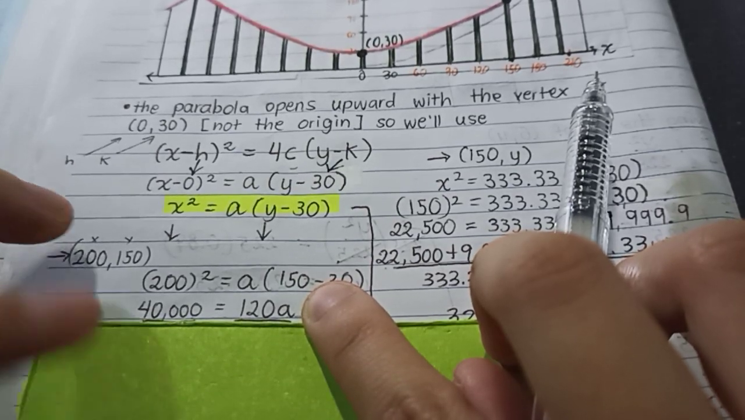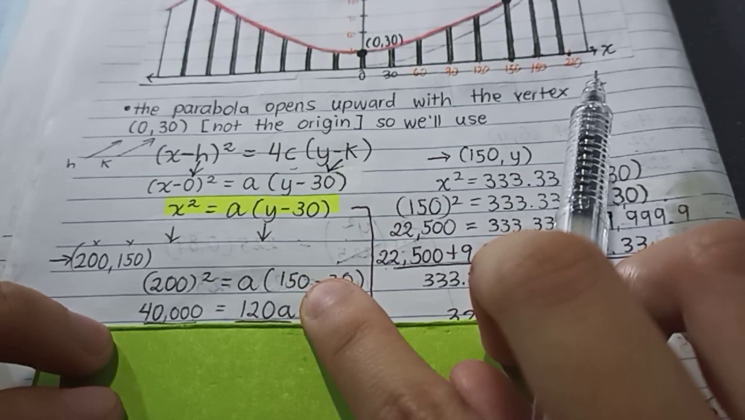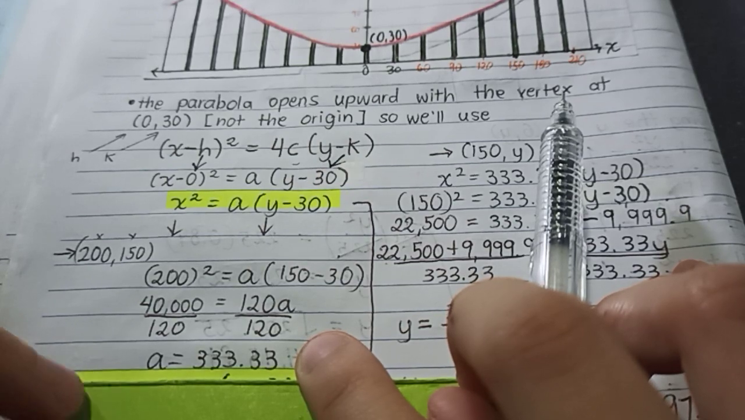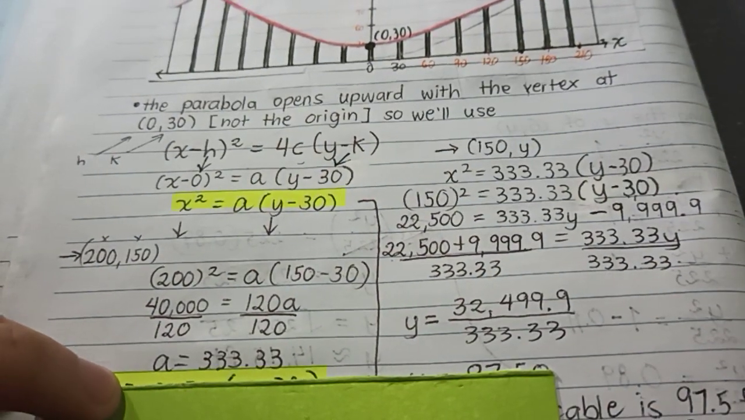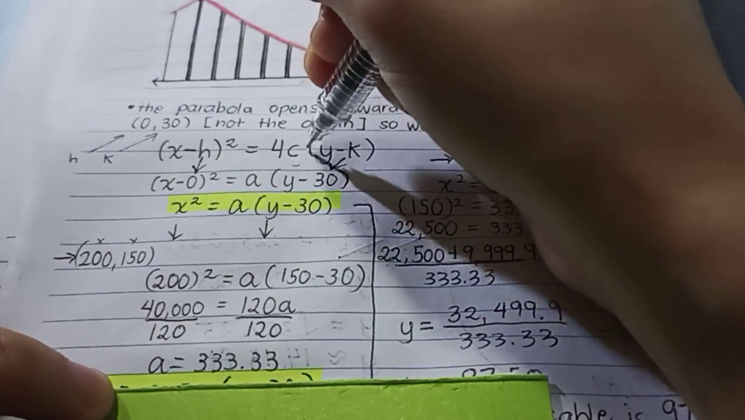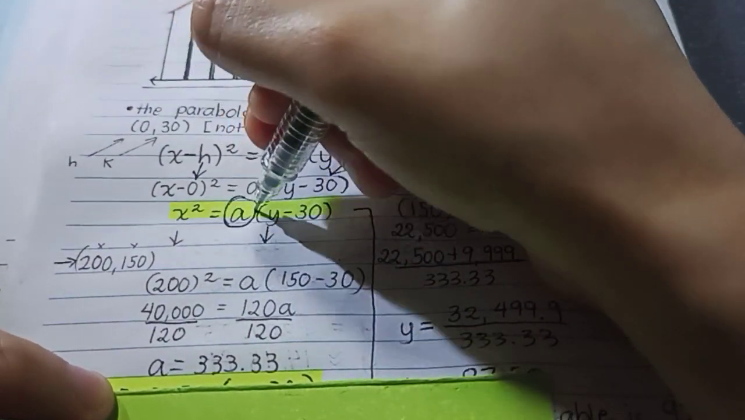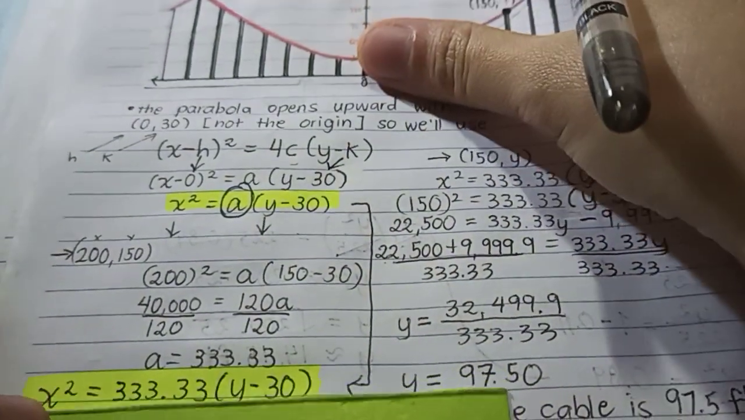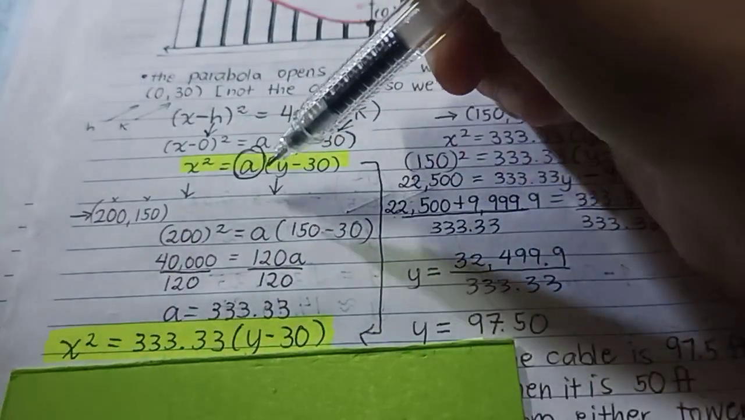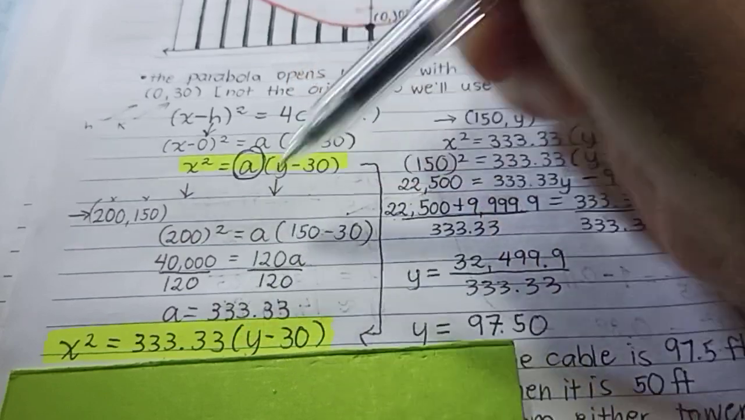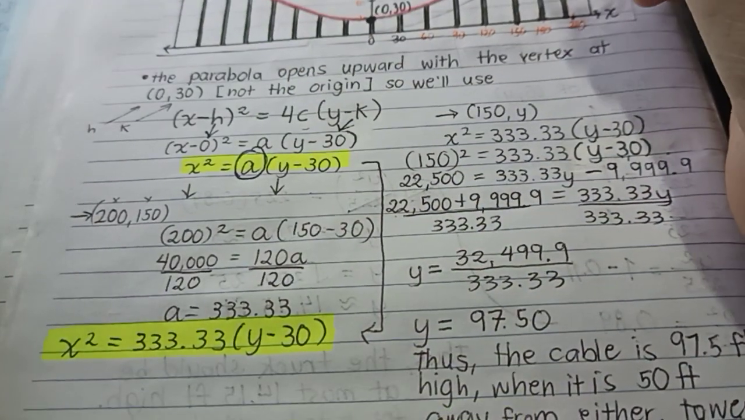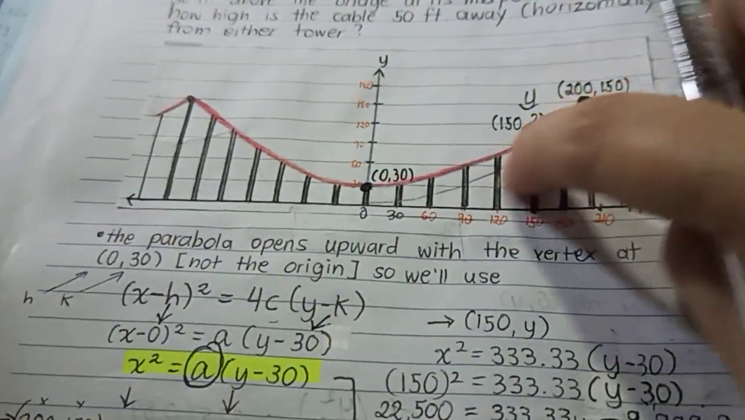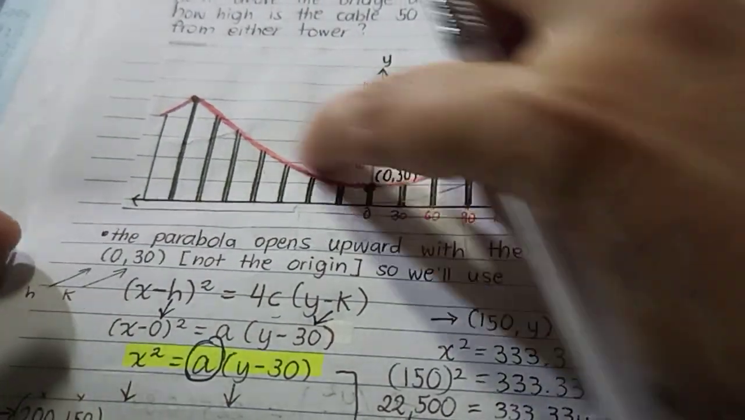Dividing both sides by 120, because we have to leave a alone, solving for a, I'll have 333.33. So, that 333.33 will be our exact value of a. Once I change this one, that's it. We have completed the standard equation of our parabola. As you can see, x squared is still x squared. The a changed into 333.33. Then the y minus 30 is y minus 30. So this is the final standard equation. That should satisfy all the points that you can see here.